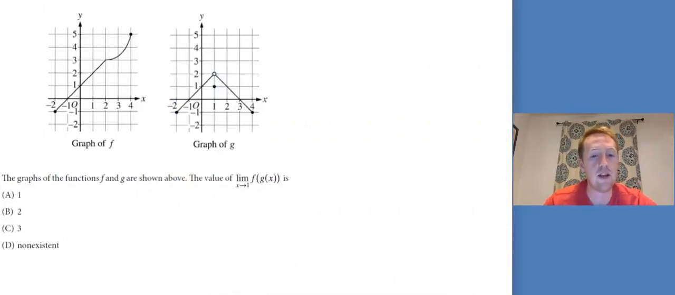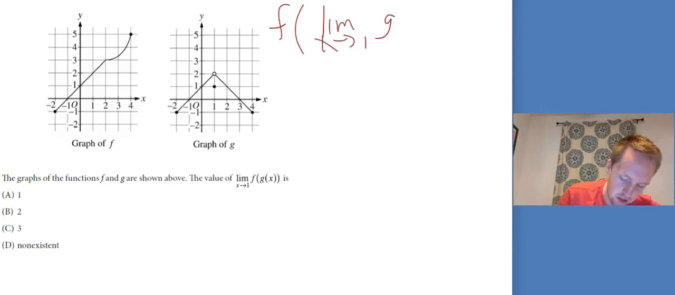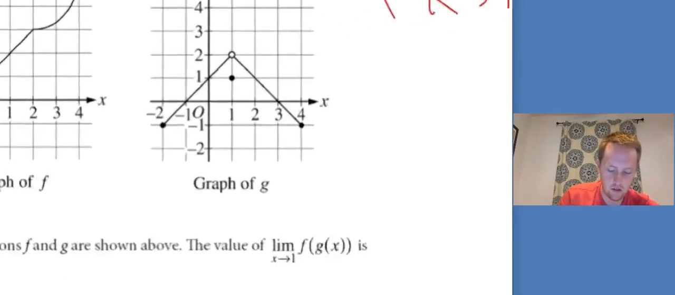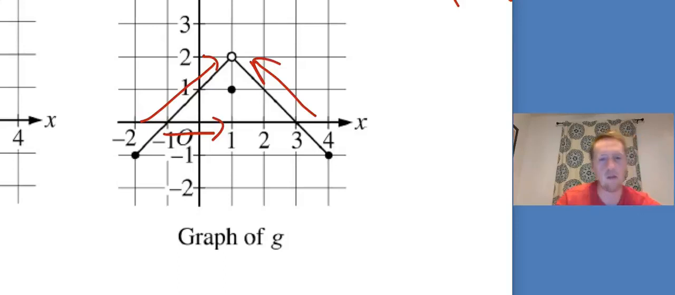We're going to do the limit as x goes to 1 for f of g of x. So what we're going to do is bring that limit inside. So it's going to be f of the limit as x goes to 1 for g of x. Well, let's look at this. As x goes to 1, the y value's going to 2 from the left, and it's going to 2 when you come in from the right. So that would mean that it's coming to 2.